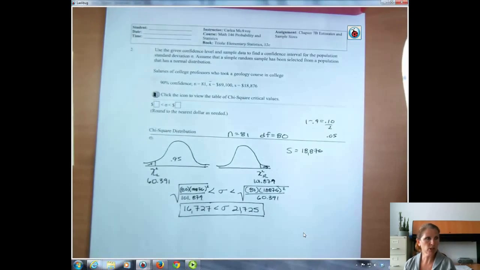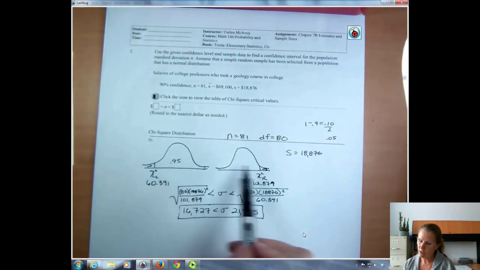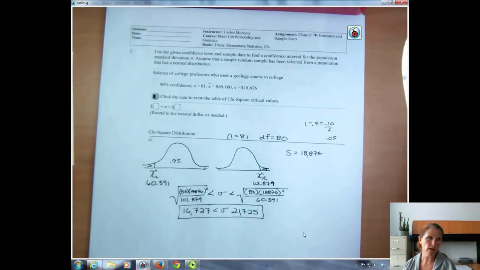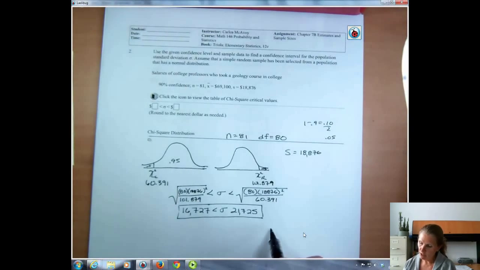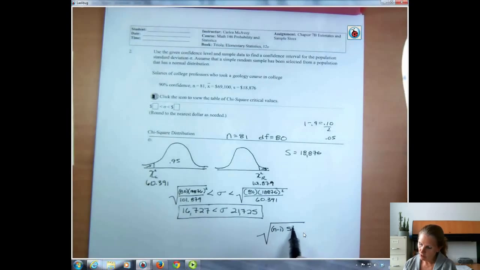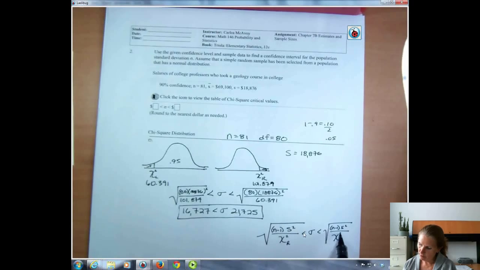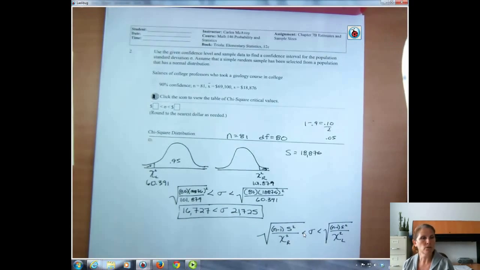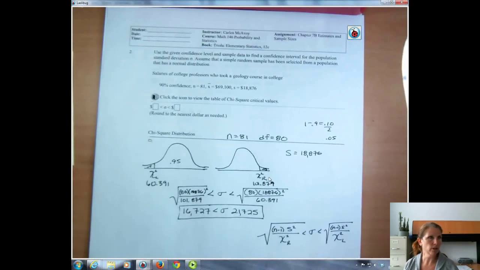It's the same process we did on number 1. The different thing I'm thinking about here is what area is to the right, so that's a little different with the left and the right. Other than that, we plug into those formulas that were given. That formula, again, is n minus 1 times s squared over chi-squared on the right, and n minus 1 times s squared over chi-squared on the left. That's the formula that I gave you earlier.